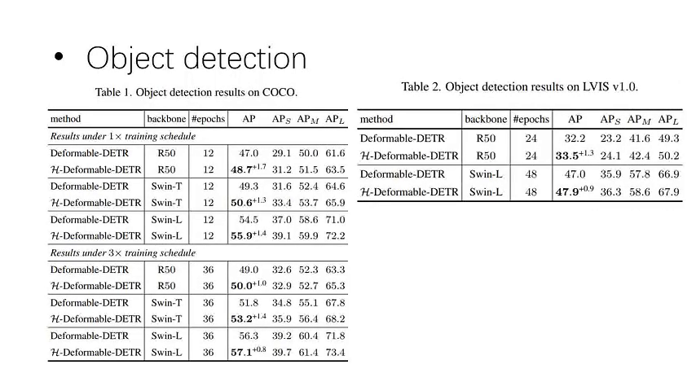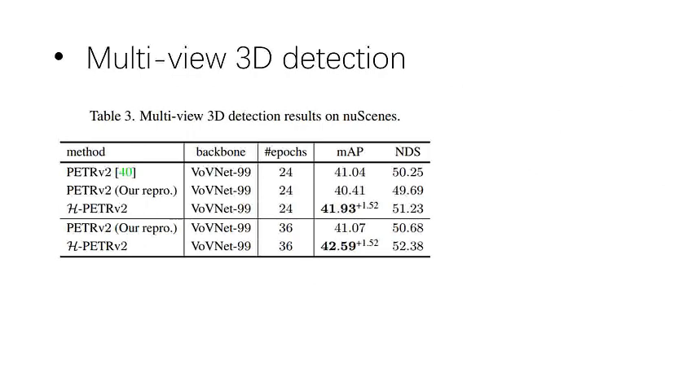Results on the COCO object detection validation set show our H-Deformable-DETR achieves consistent gains over the baseline with backbones of different scales. Besides, we report the comparison result on average object detection in the right table. Our approach also achieves consistent gains over the baseline Deformable DETR across various backbones, like the R50 and Swin-Large. We apply our hybrid matching to the recent DETR-based approach, PETRv2, to verify the generalization ability of our approach for 3D detection based on multi-view images.